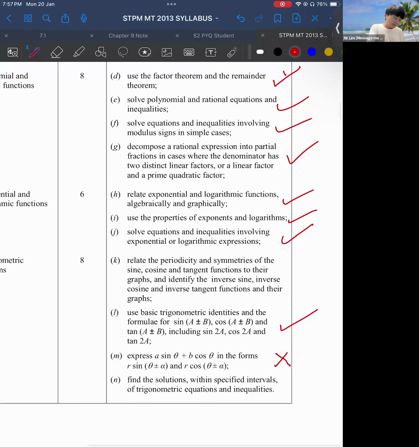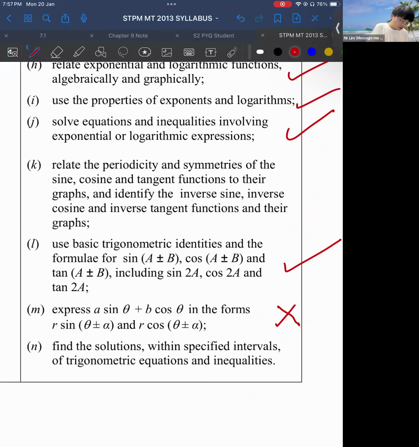Okay, I would say trigonometric identity, this one, yes. Double angle formula, yes also. Addition formula, you better remember, okay? But the more common one is trigonometric identity.